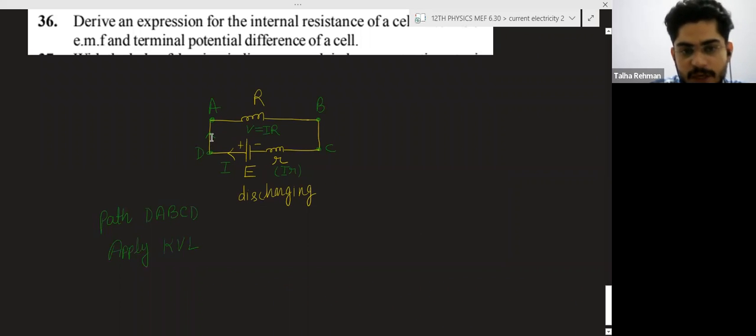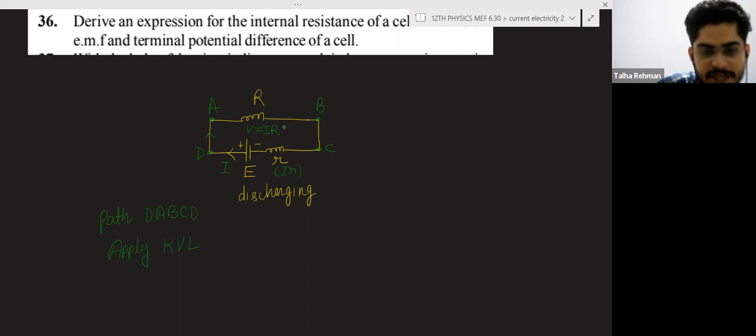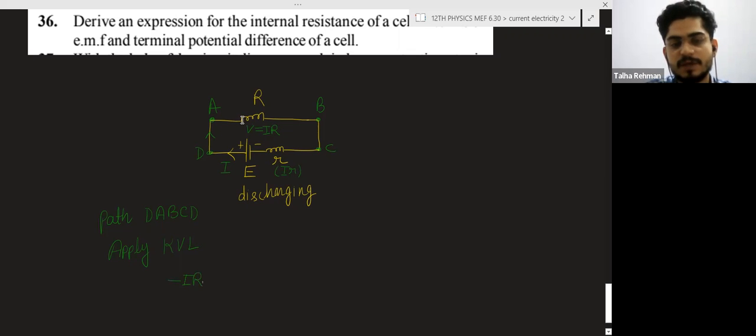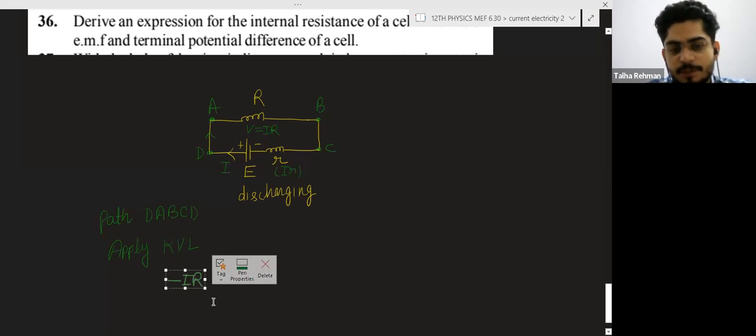Now you have to focus here. We are moving from D to A, and when moving from D to A, there is no resistance and no internal resistance. There is no cell, so there is no potential drop. When we move from A to B, here is a potential drop IR, and we will take this as negative IR. Why? Because we are moving in the direction of current, and whenever we move in the direction of current, the potential drop will be taken as negative.